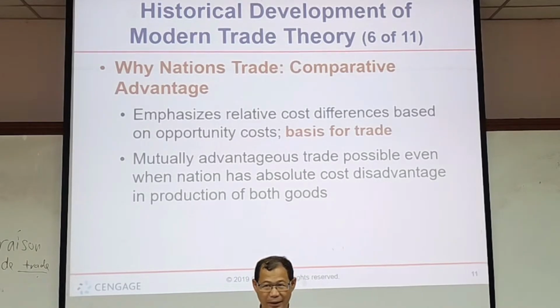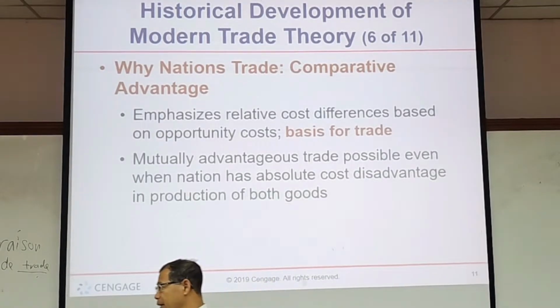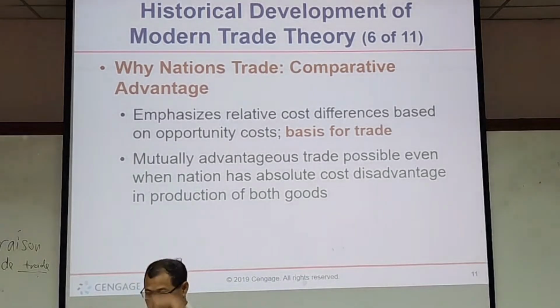That's the reason men and women get married. Marriage theory is the same. I want to marry a woman because we are different. Countries trade because they are different in terms of opportunity cost. That's the reason for trading.